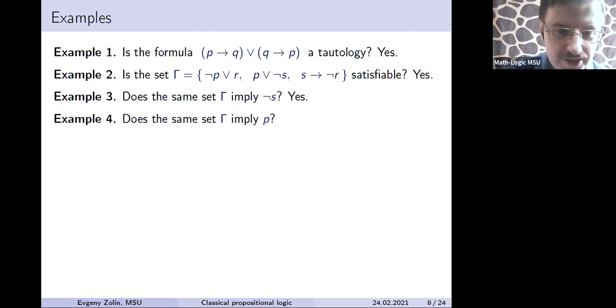And if we ask whether this set implies P, then no, because we remember we have to assign 0 to S. Then this formula is true, this formula is true, and here we have a freedom: we can put 1 to R and then P can be arbitrary. In particular, we can assign 0 to P. So P does not follow from this set. Okay.